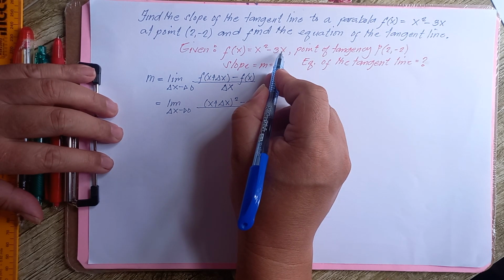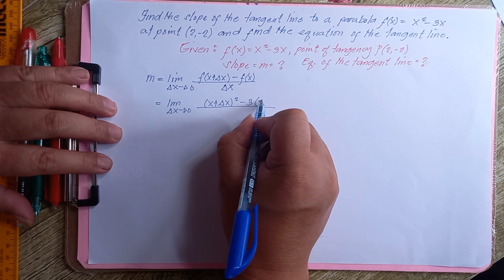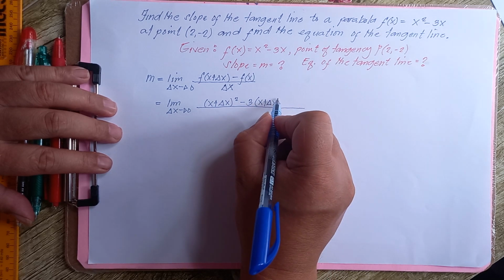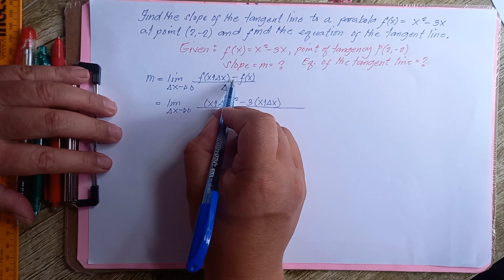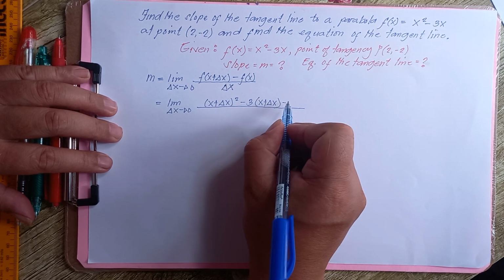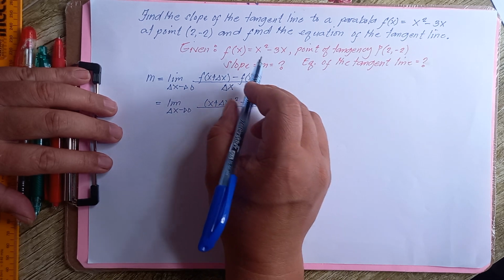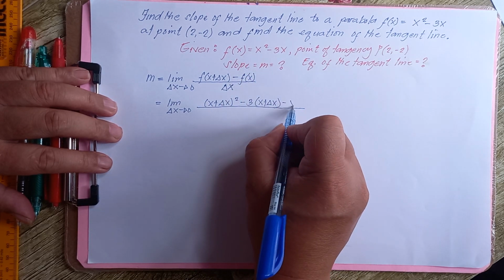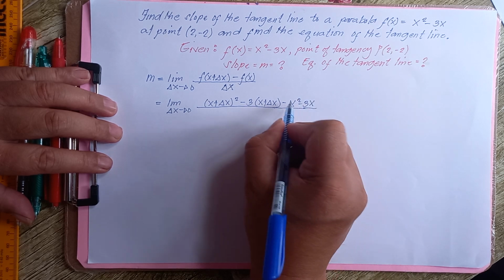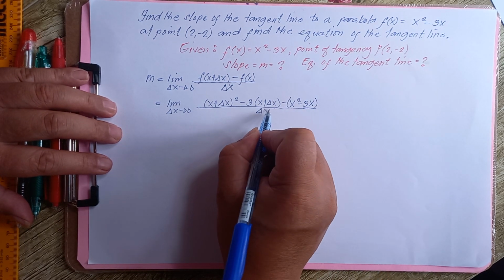Okay, what is your x again? Our x is the same as this one. So that is the same as x plus change of x. Okay, we're not yet done. Of course, this is minus the function f of x. What is the function f of x? We have in here the original function, that is x raised to 2 minus 3x. Okay, so that is how to do them. Parenthesis over change of x.